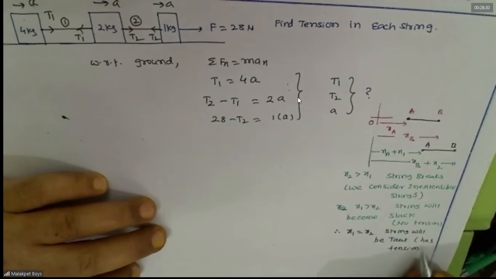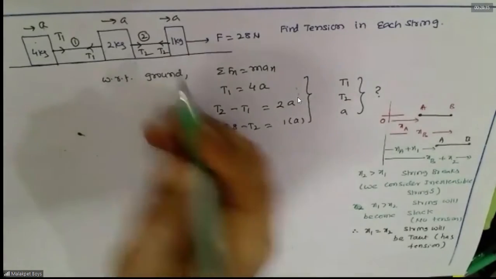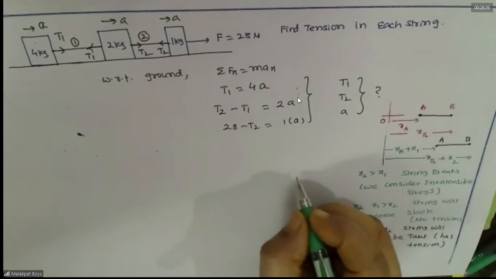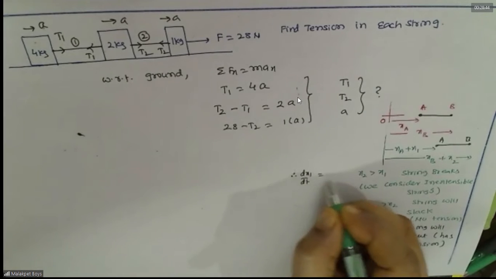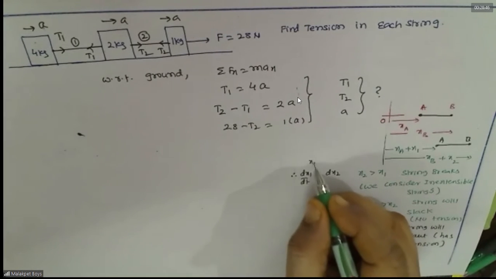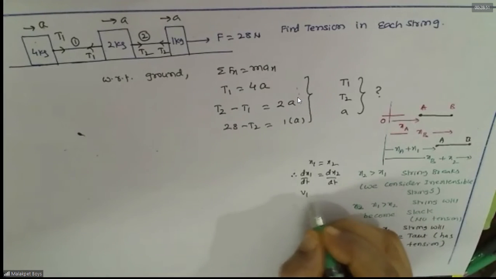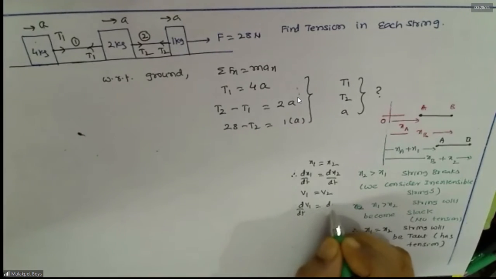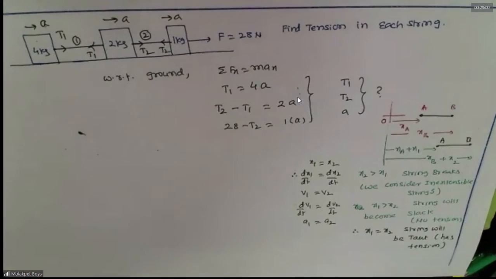Understood what I am saying? That means both ends have the same displacements in the same interval of time. Therefore dx1 by dt must be equal to dx2 by dt, because x1 should be equal to x2. This implies v1 equals v2. Again, differentiate this. This is nothing but a1 equals a2. Understood this?